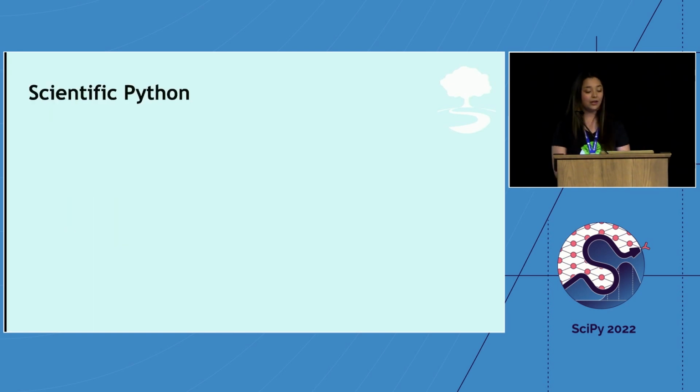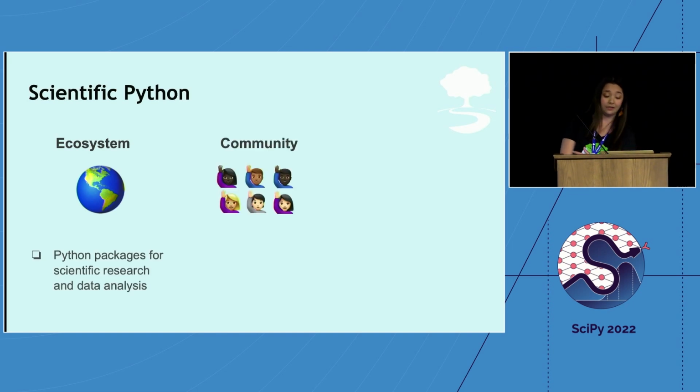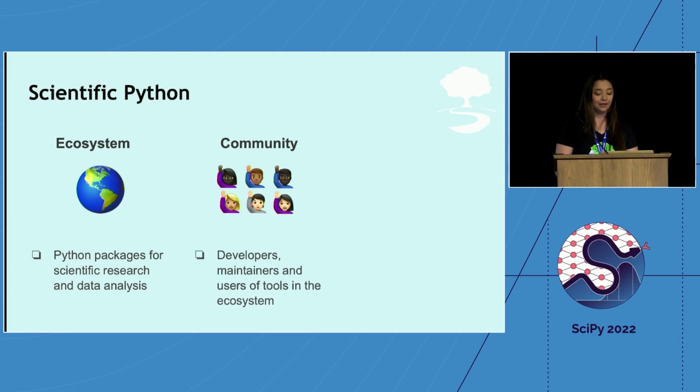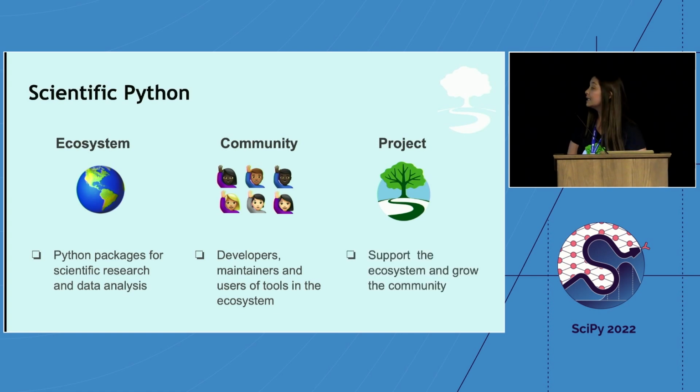Scientific Python is an ecosystem of Python packages for scientific research and data analysis. It's also a community of developers, maintainers, and users of these packages in the ecosystem. And it's also a project, which is the project that I'm going to be talking about today. Our goal as a project is to support the ecosystem and grow the community of these Python packages.